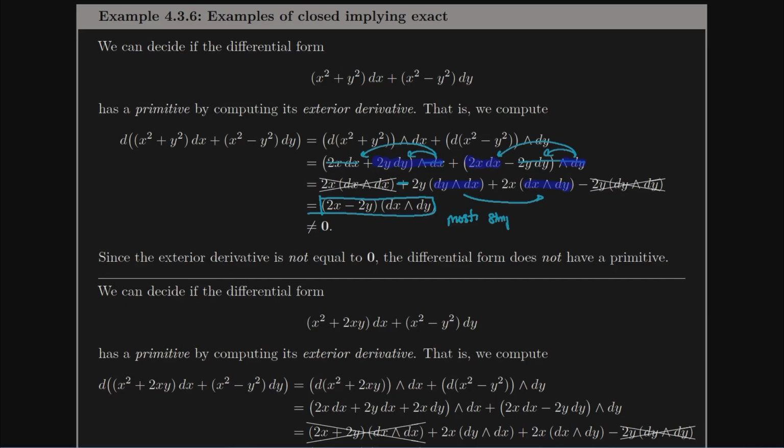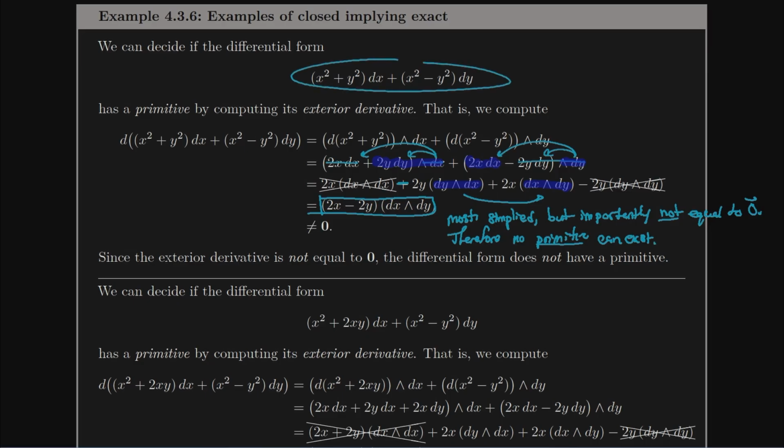Most simplified, but importantly, not equal to 0. Why is it important it's not equal to 0? Therefore, no primitive can exist. This is what Poincaré's lemma is useful for. No primitive can exist because the exterior derivative of the form in question was not equal to 0.